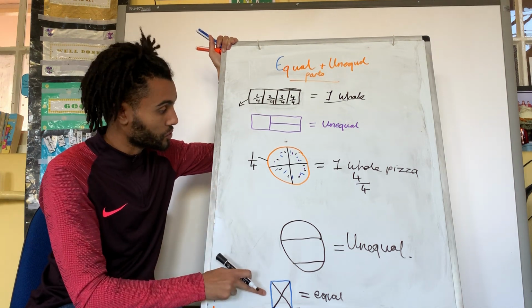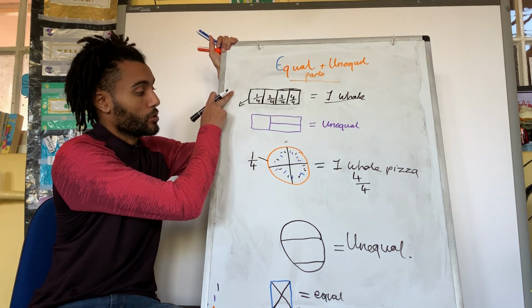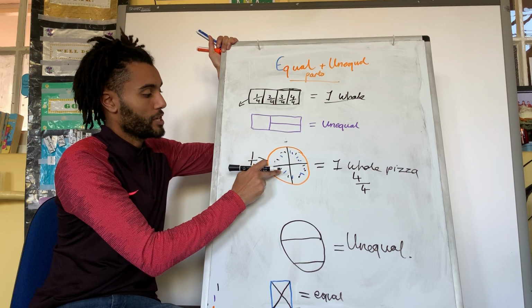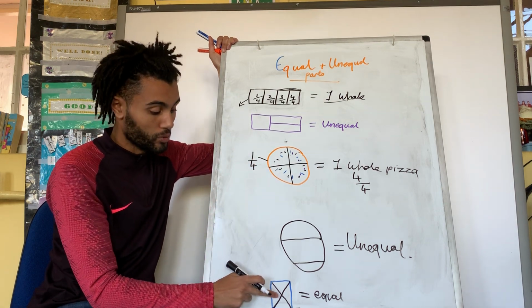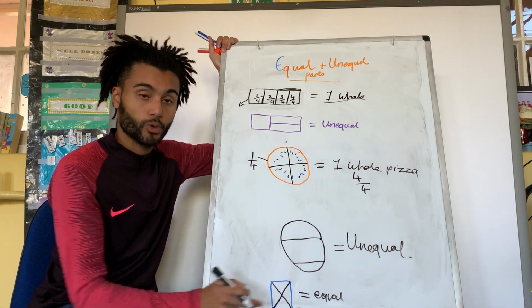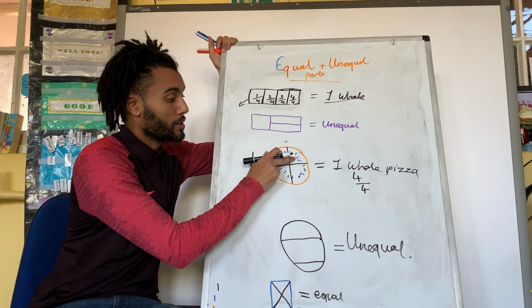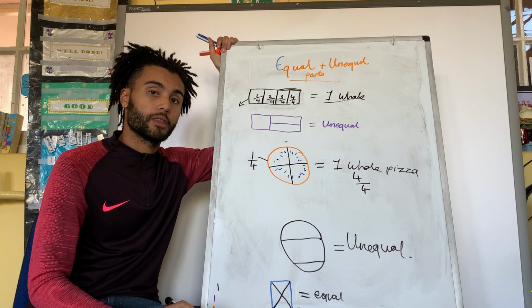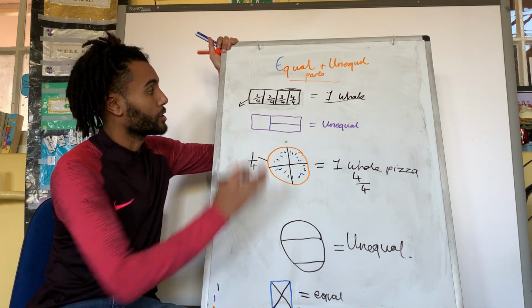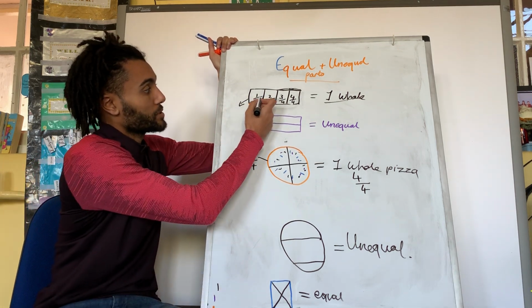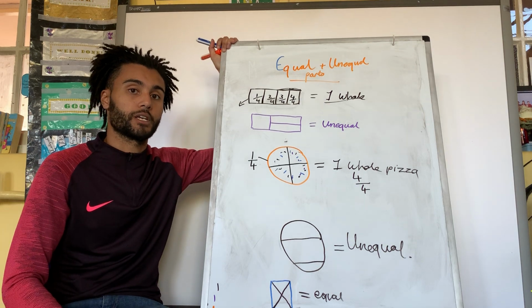We can see here that our square, our circle and our rectangle, all of these have equal pieces because they're all, the pieces or parts of that square are the same size. Similarly, the 4 parts that we have of our pizza, they're the same size. And on our top example here, the 4 parts that we have on our rectangle are the same.